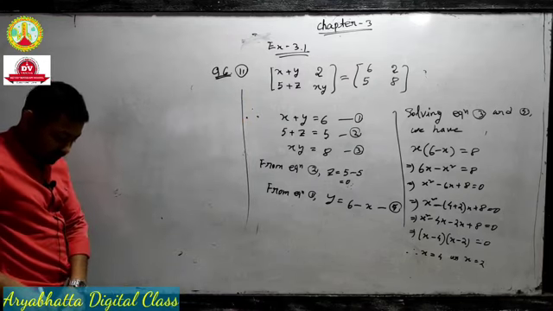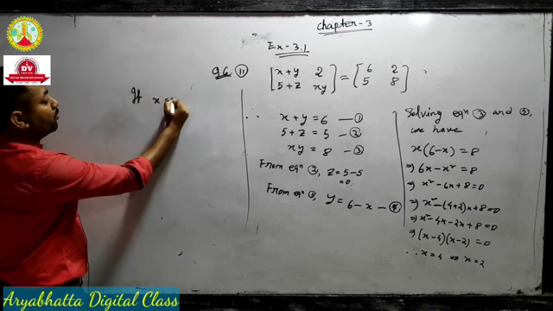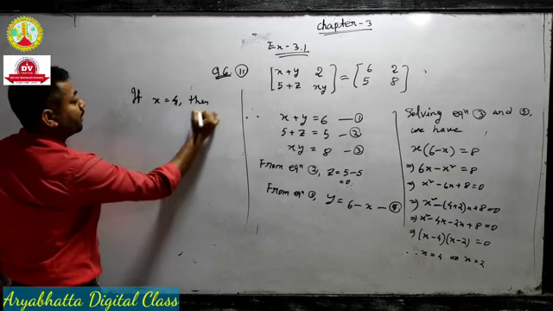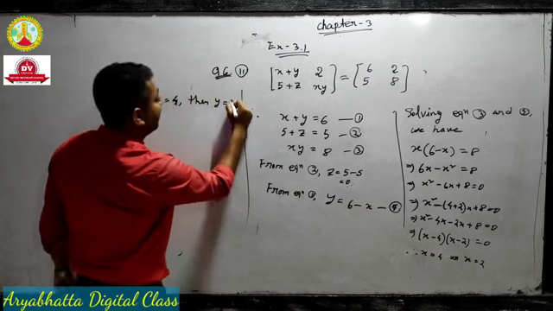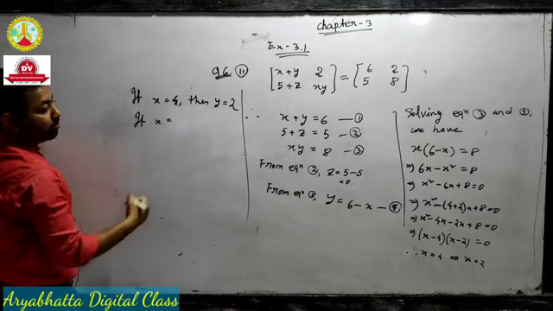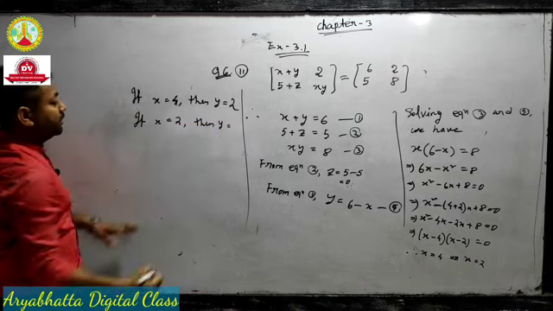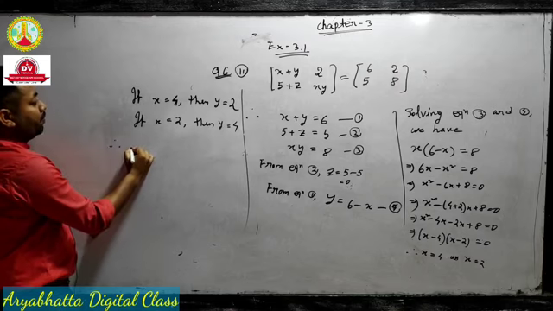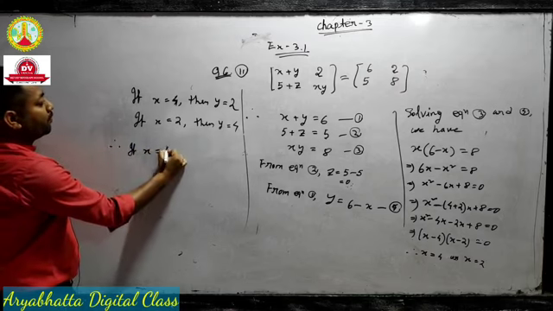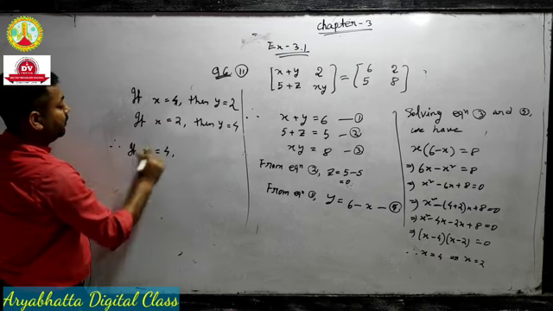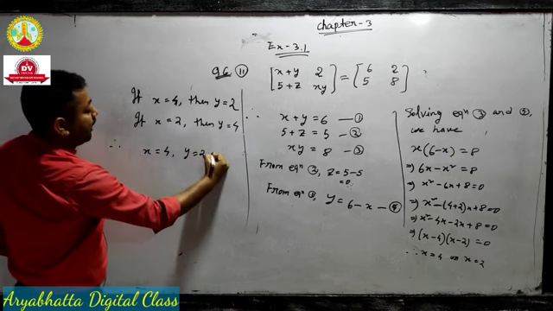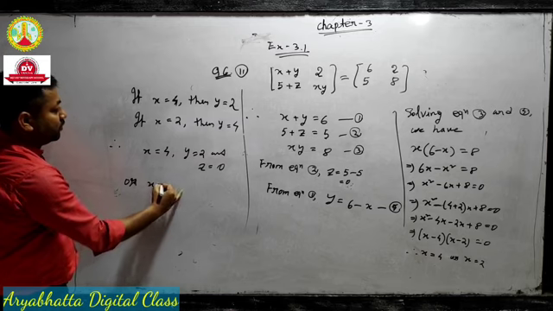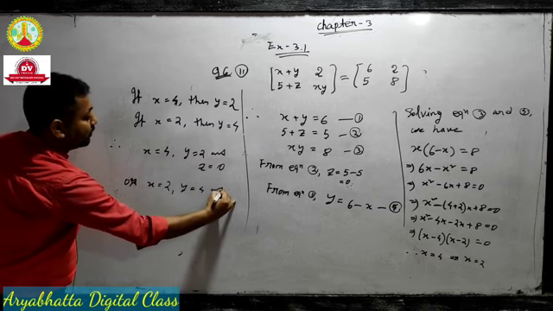If x equal to 4, then y equal to 6 minus 4, so y equal to 2. If x equal to 2, putting the value of x equal to 2 in this equation, y equal to 6 minus 2, then y equal to 4. Therefore, x equal to 4, y equal to 2 and z equal to 0, or x equal to 2, y equal to 4 and z equal to 0.